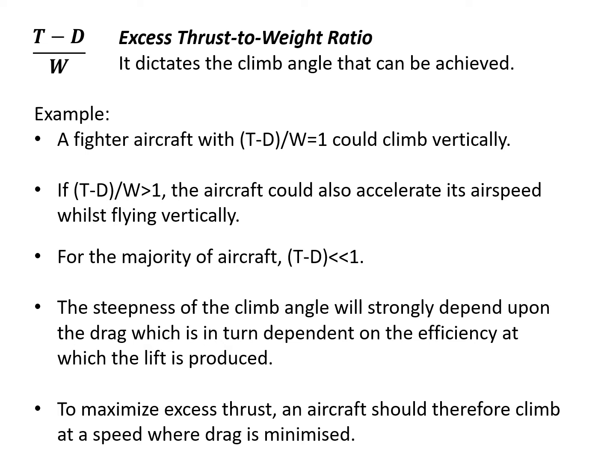The steepness of the climb angle strongly depends upon the drag, which in turn depends on the efficiency at which the lift is produced, to maximize excess thrust. So if we want to have better climb performance, we want to maximize this excess thrust. An aircraft should therefore climb at a speed where the drag is minimized. Does that make sense? Because we want to have this T minus D divided by W larger, in that case D should be smaller. That's why we need to let the aircraft climb at a speed where the drag is smaller.